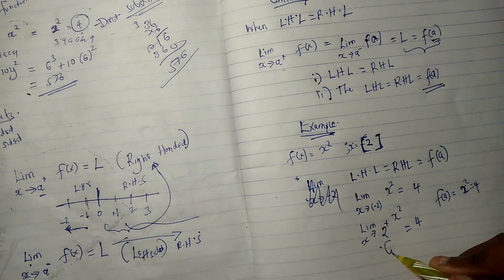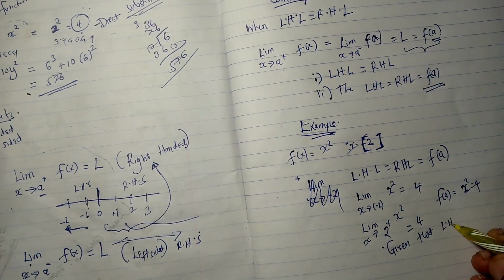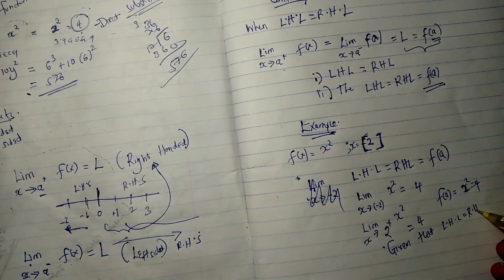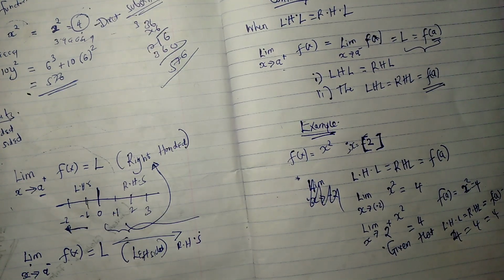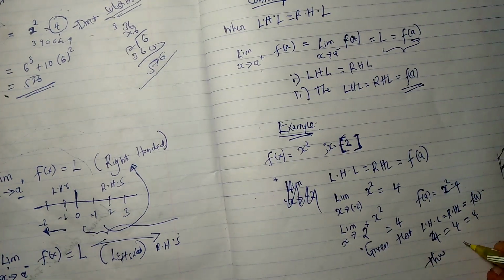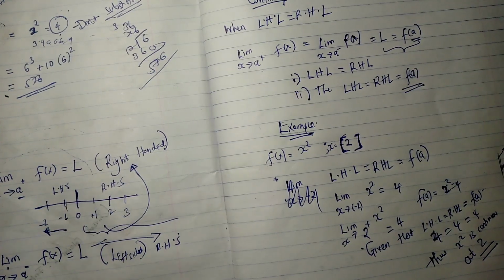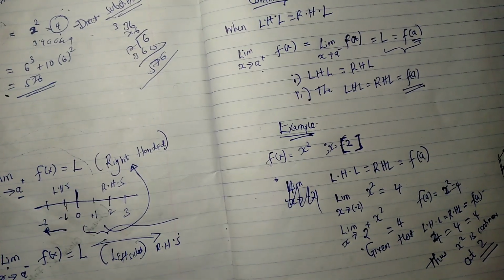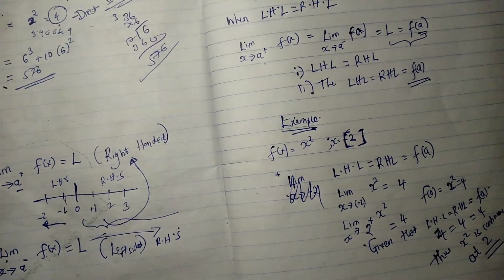Then you will say, given that LHL is equal to RHL is equal to f of a, you can say 4 is equal to 4, which of course doesn't look like much, but that is what it means to prove continuity. Thus, x squared is continuous at 2. So that's how we test continuity. And now I'm going to give an example for testing continuity.